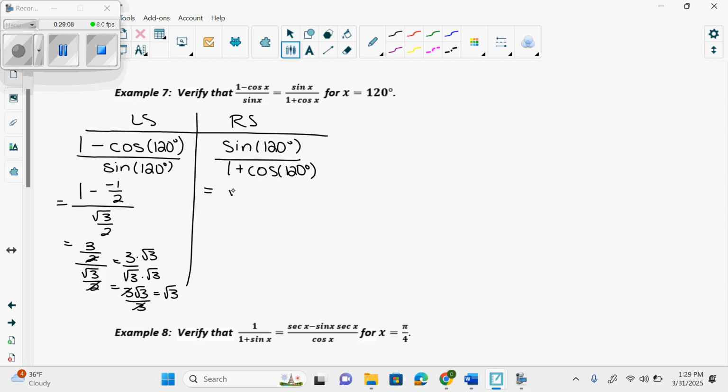Then this one, sine of 120 is root 3 over 2 over 1 plus negative a half, which is root 3 over 2 over a half, equals root 3. LS equals RS.